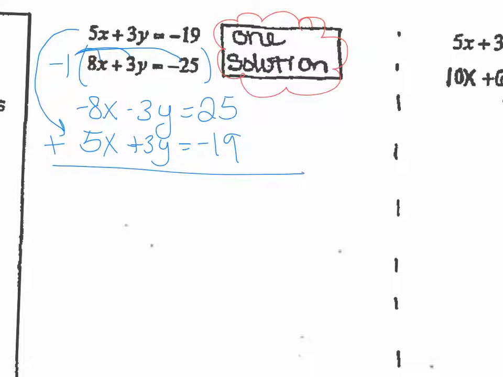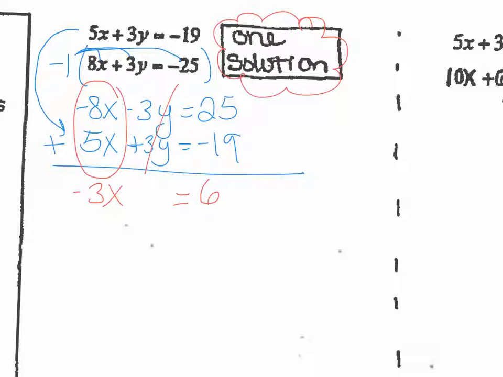And I always try and think of it as addition. So here I have negative 8x plus 5x, which would give me negative 3x. In the center we have negative 3y plus 3y. Well, that gives me 0y, but if there's 0, I don't actually need to write that. So those two just cancel out. And then on the right-hand side, we have 25 plus negative 19, which would give us a positive 6. So you can see that I have eliminated the y, and now I only have one variable.